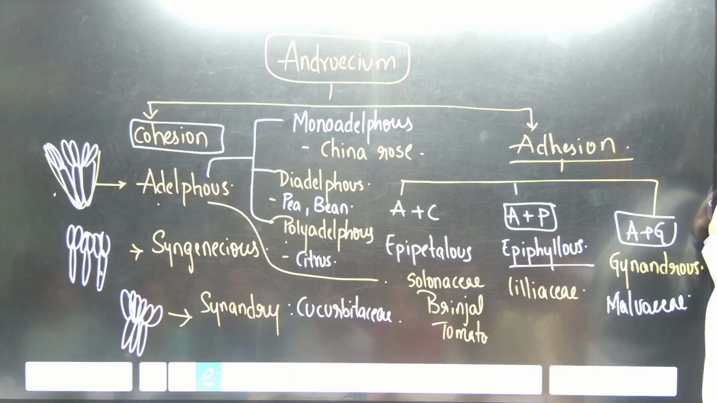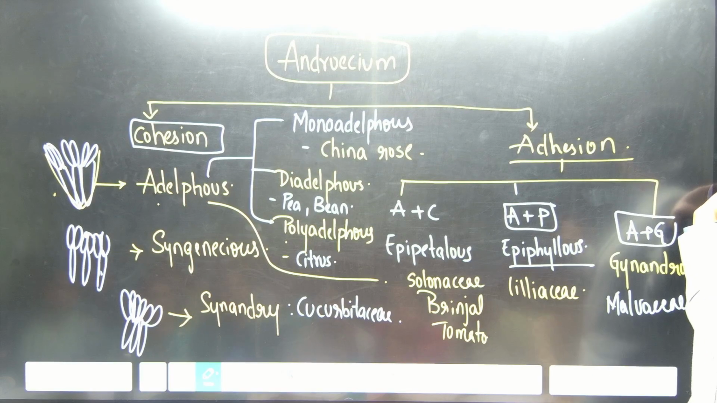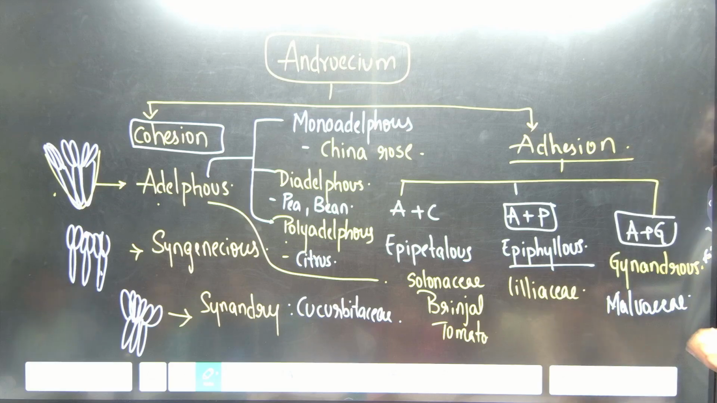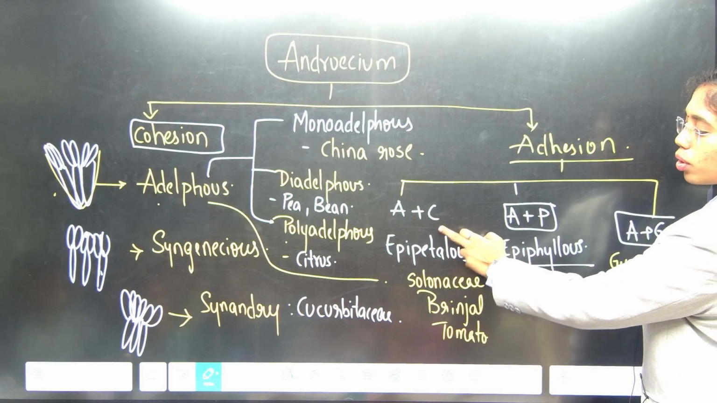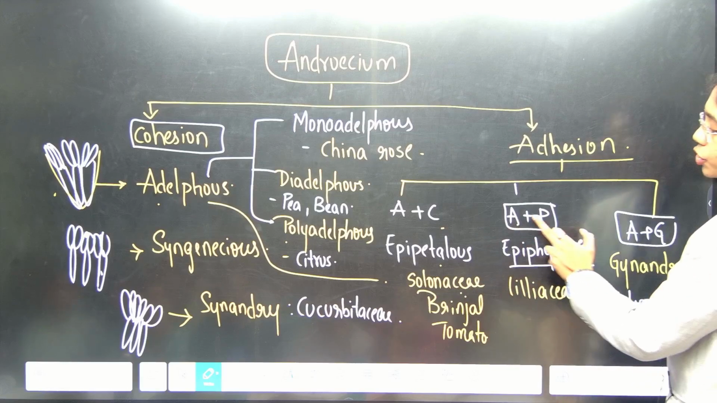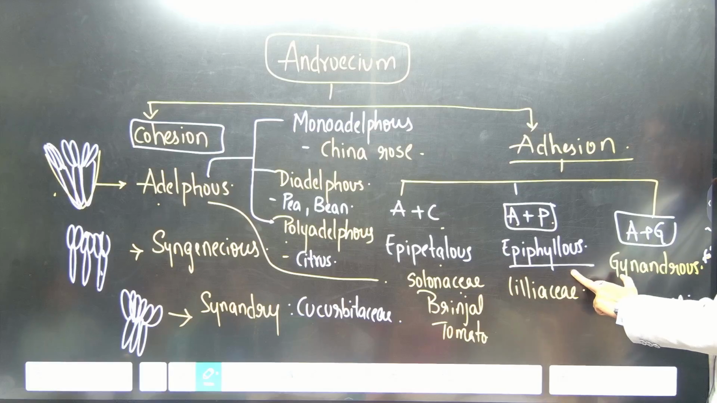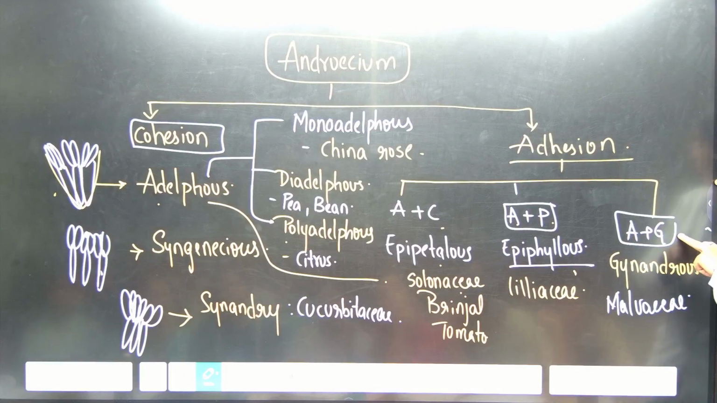Next is syngenesious, where anther lobes are united and filaments are free. Next is synandry, where both anther lobes and filaments are fused with each other. Example, you will see it in Cucurbitaceae members. Adhesion, androecium attached to petals or corolla, it is epipetalous, observed in Solanaceae members. Androecium attached to perianth, observed in Liliaceae members, which is epiphyllous. Androecium attached to gynoecium, gynandrous, observed in Malvaceae members. Understood?